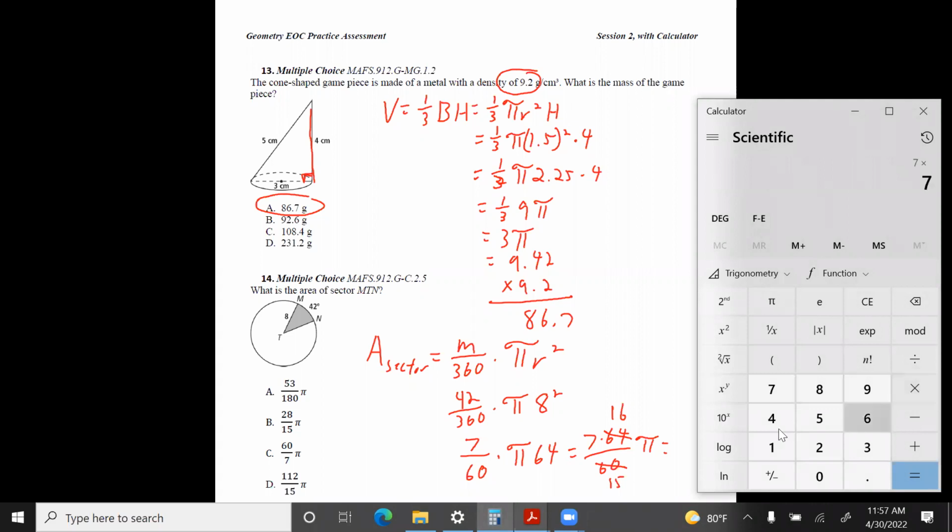7 times 16 is 112. I have 15 on bottom. So that's 112 pi over 15. Doesn't matter if you write the pi on top or next to it, but D is our correct answer.